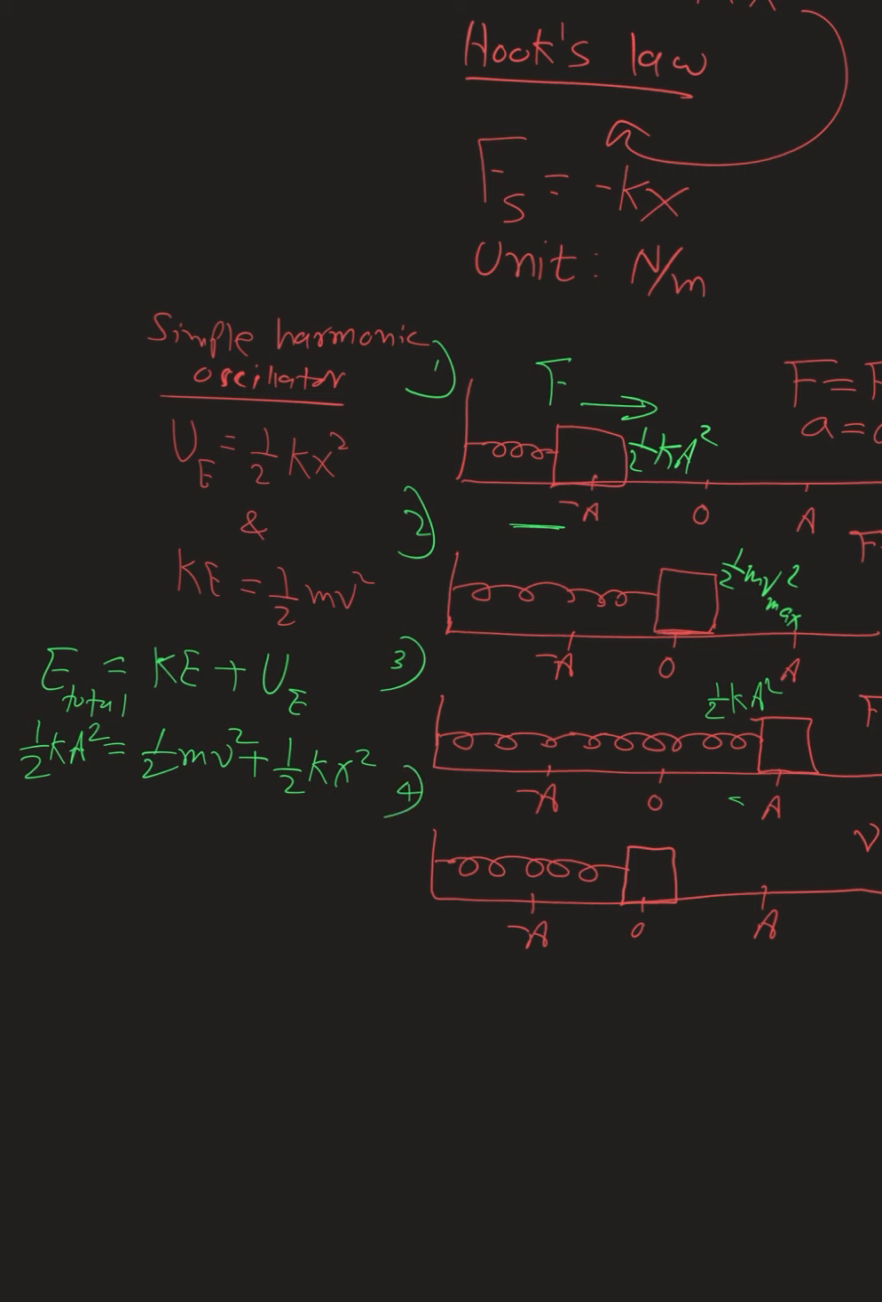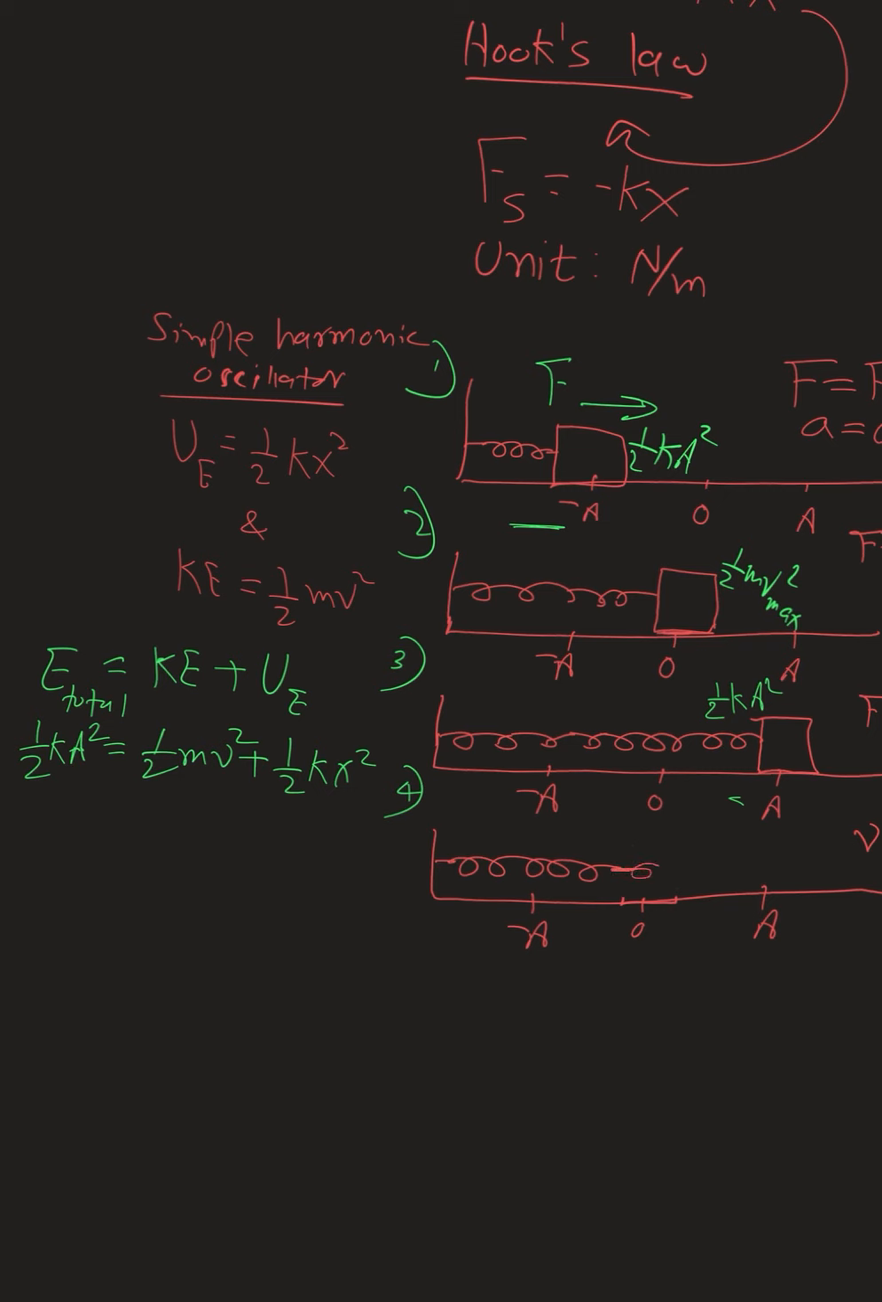Now, fourth position. Let's say this is the same as number 2. So I'm going to change this one to a different location. So let's say the block spring system is not at A, is not at 0. It's somewhere in between. If something is somewhere in between, where can it be? Okay, I want red mark. Okay.